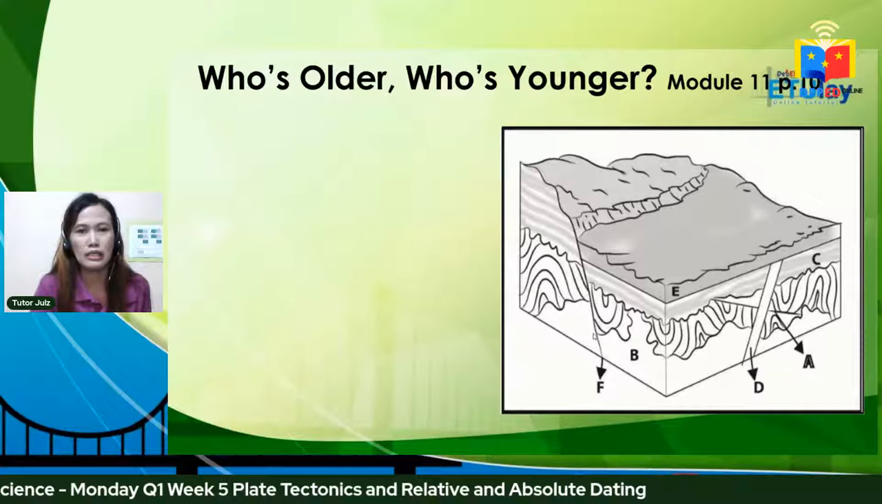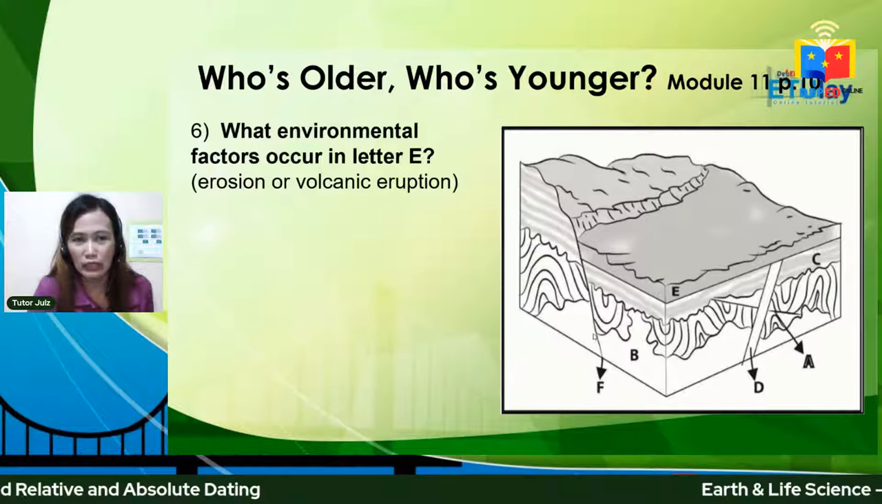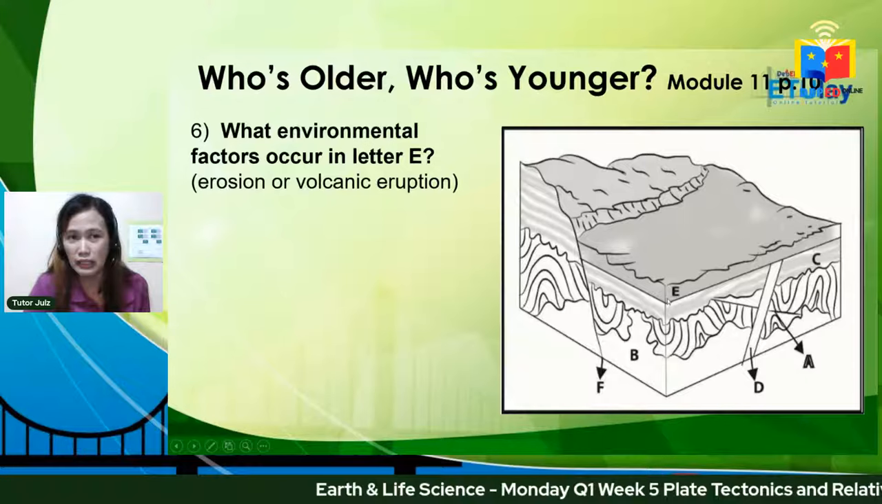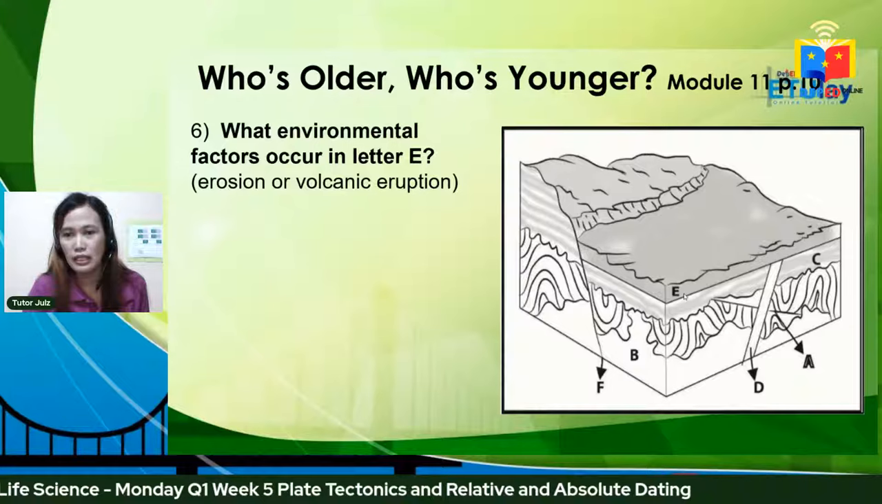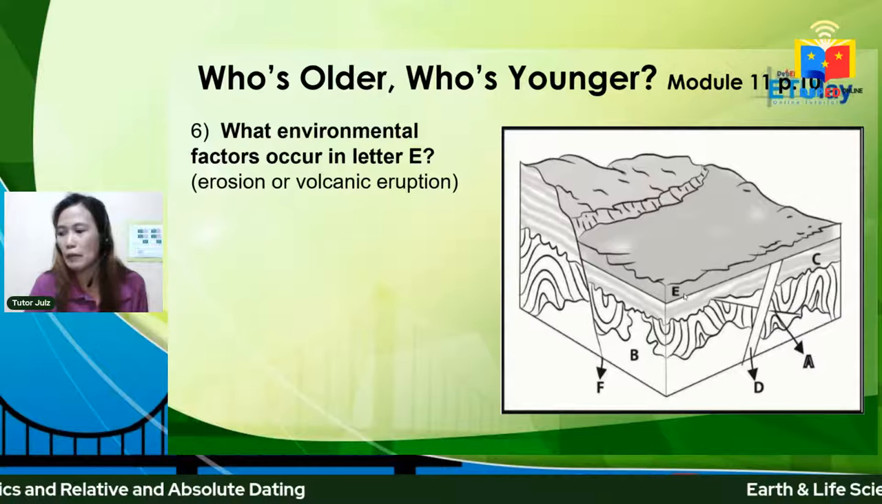Okay, then next, what environmental factor occurs in letter F? So what environmental factor, can you still remember what is erosion and volcanic eruption? Is there a possibility for erosion or volcanic eruption for letter E? So for number 6, you will type the word. Is it erosion or volcanic eruption?